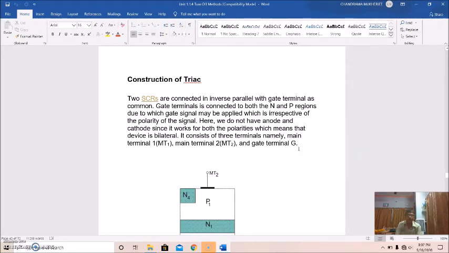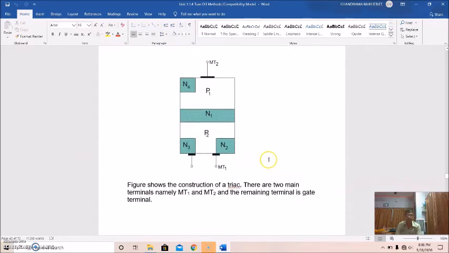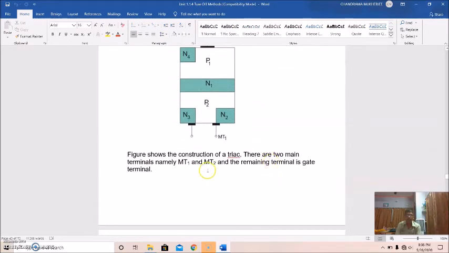Here we don't have an anode and cathode, since it works for both polarities, which means that the device is bilateral. It consists of three terminals, namely main terminal 1, main terminal 2, and the gate terminal. So this is the construction of the TRIAC. Two main terminals and the remaining terminal is the gate.